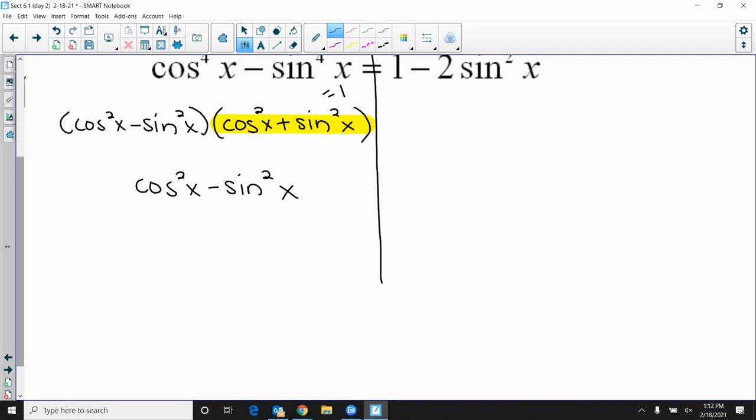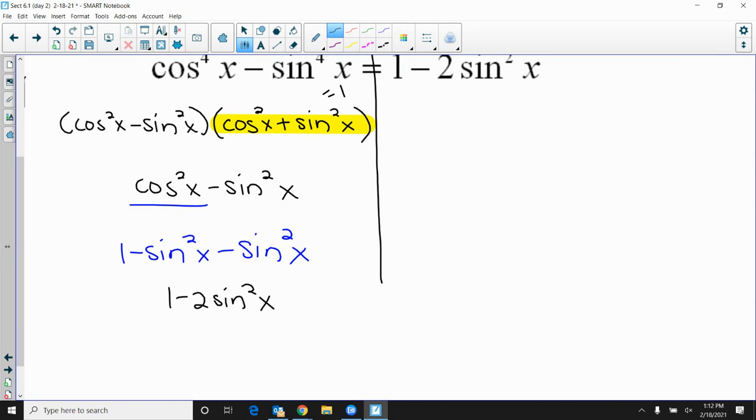Good question. 1 minus sine squared. So cosine squared is 1 minus sine squared. There's no cosine squared over here, so I got to get rid of that. So that is equal to 1 minus sine squared minus sine squared. Okay. So now you got this subtracting the same two things. That gives me 1 minus 2 sine squared x. Okay, for that one. All right.